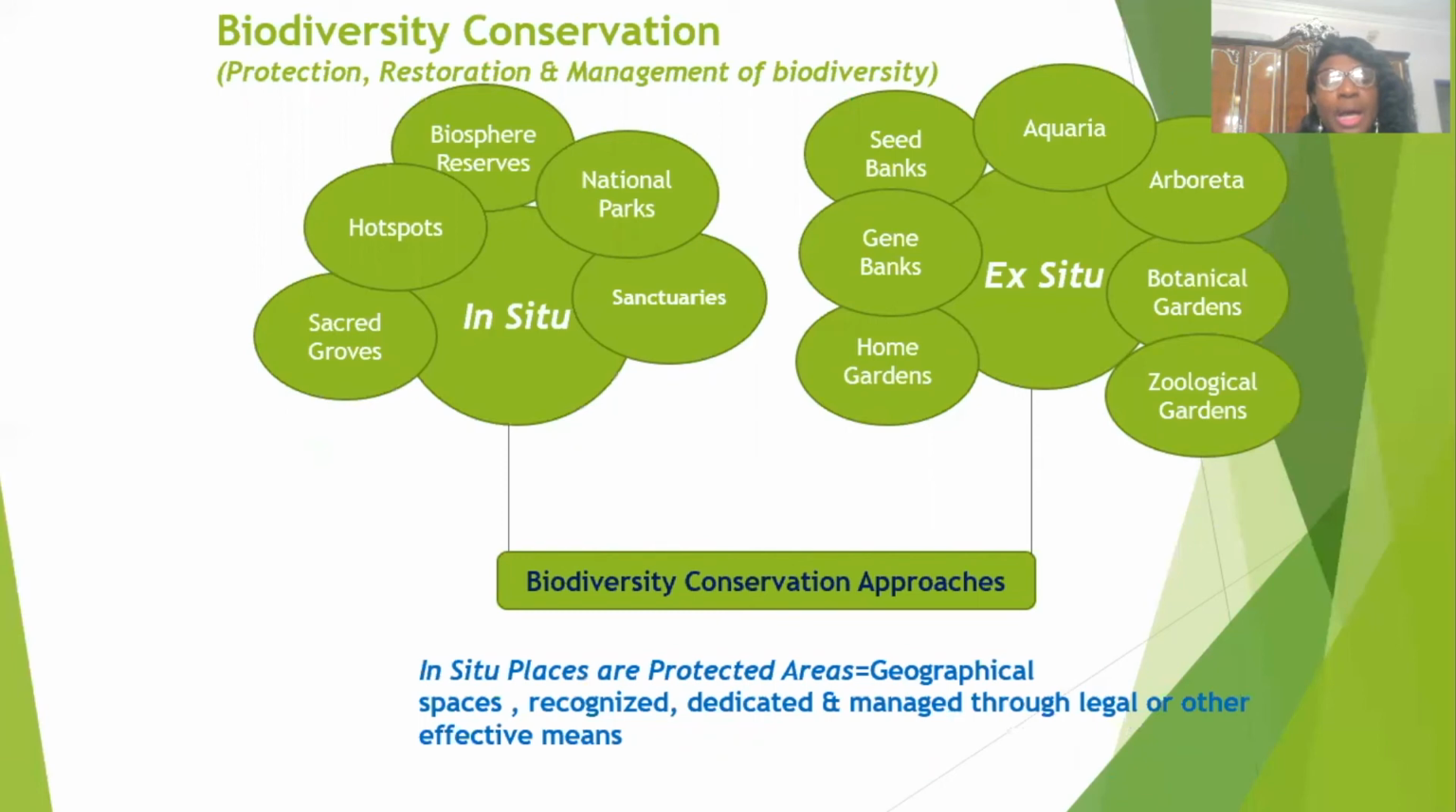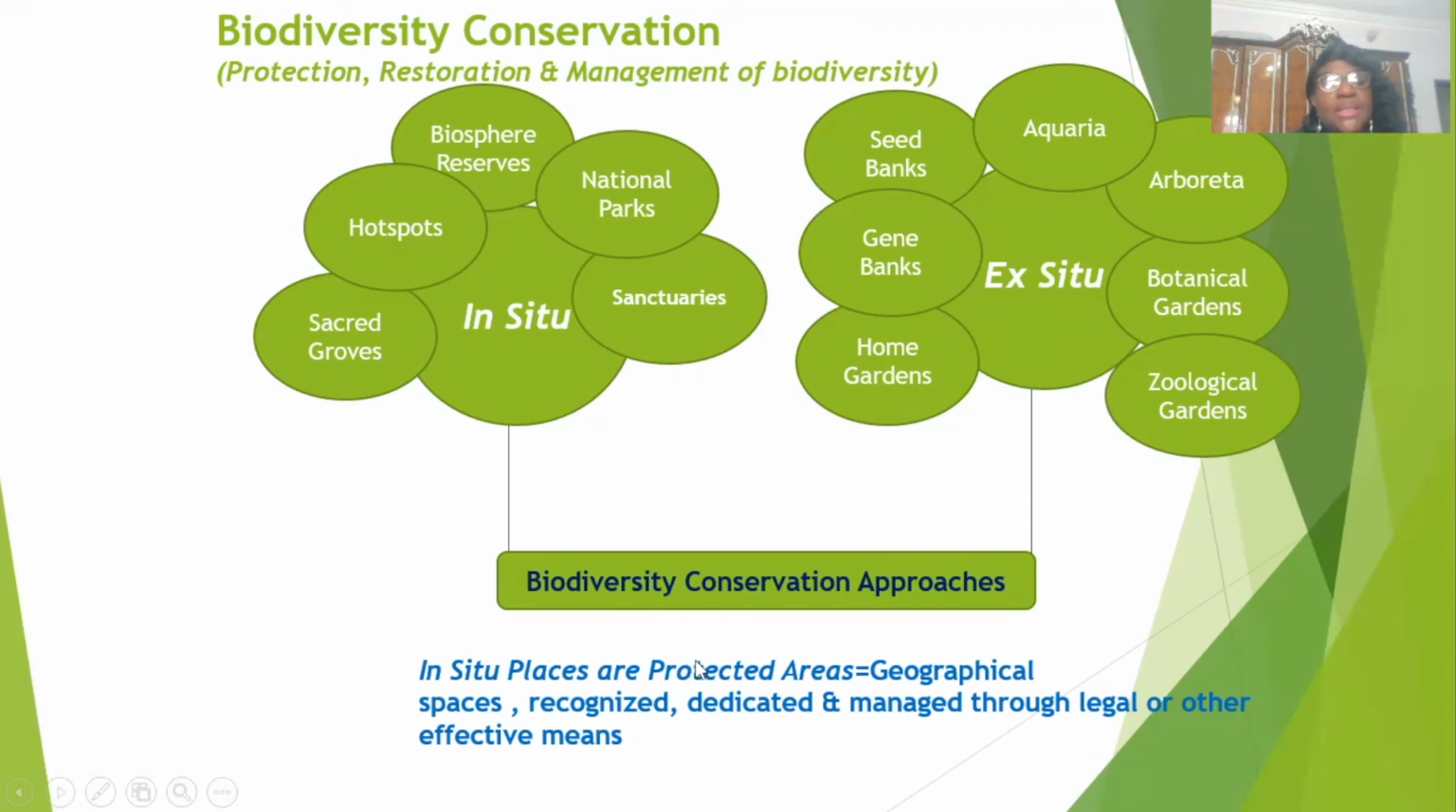Biodiversity conservation has dual approaches, the in-situ approach and the ex-situ approach. The in-situ approach is dealing with the organism in its natural habitat. Ex-situ approach is off-site of the organism. In-situ approach includes things like sanctuaries, national parks, biosphere reserves, hotspots, etc. Ex-situ approach involves zoological gardens, botanical gardens, aquaria, home gardens, biodiversity banks, like seed banks and gene banks.